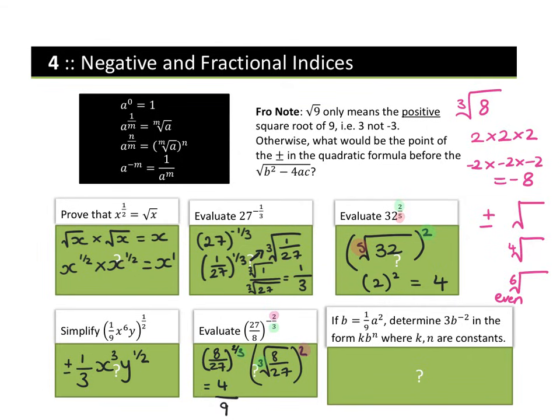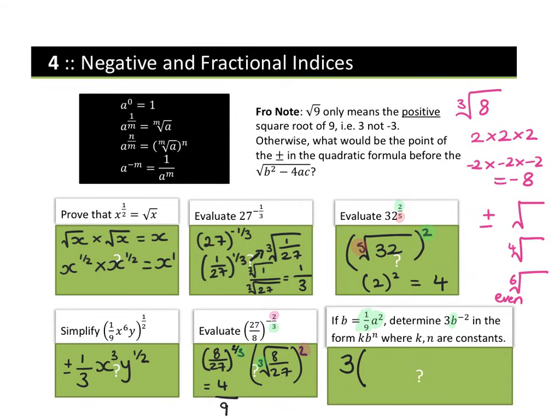Okay then, for the last question, if b equals 1 over 9a squared, determine 3b to the power of minus 2. This is just substitution. Instead of writing b, we're going to substitute in this expression into b. So we need to follow our laws of indices and BIDMAS. So we're going to get 3. Whenever we substitute, we put a bracket.